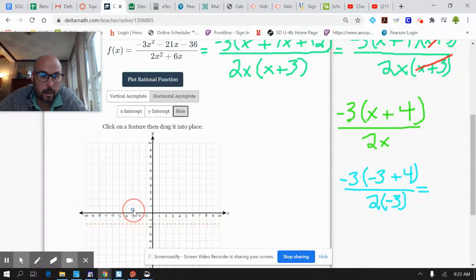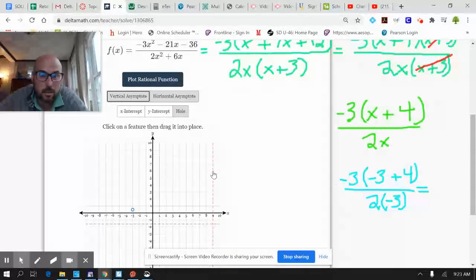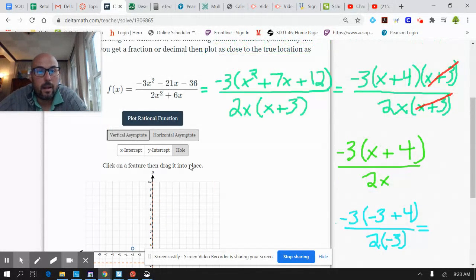Right there. Okay, so vertical asymptote. Yes, 0 is a vertical asymptote, because when x is 0, you're dividing by 0. And since it didn't cancel out, it is a vertical asymptote. So I click on vertical asymptote, and now I drag this over here to when x equals 0. Y-intercept? No, because for a y-intercept, x has to equal 0, and that would make me divide by 0. So there is no y-intercept.